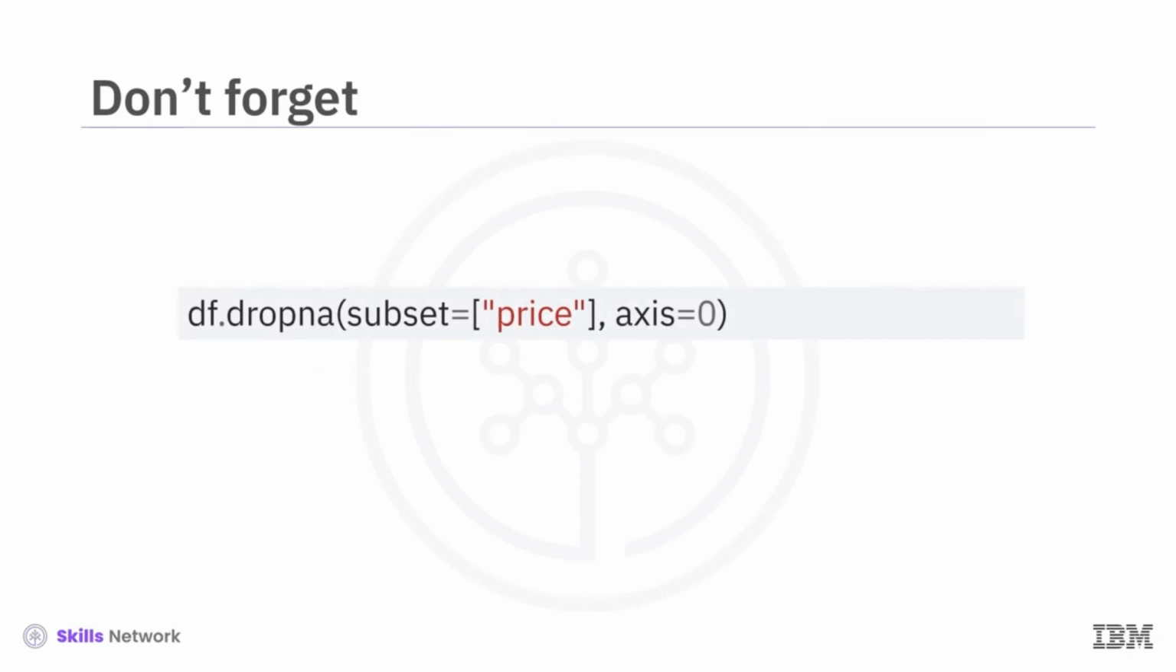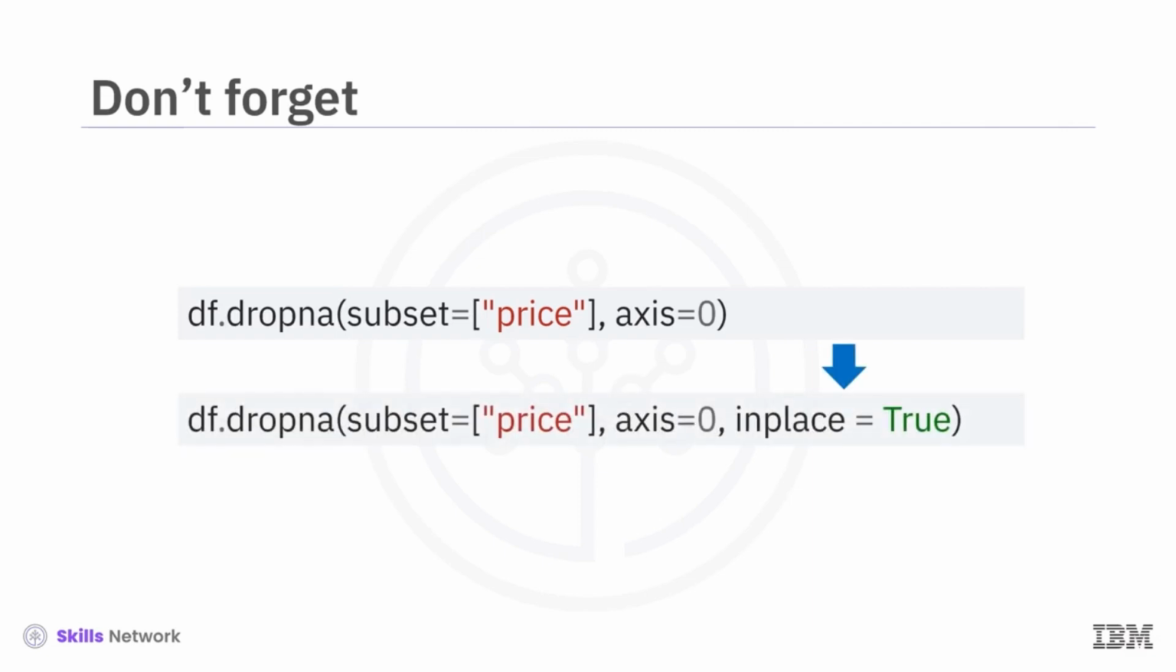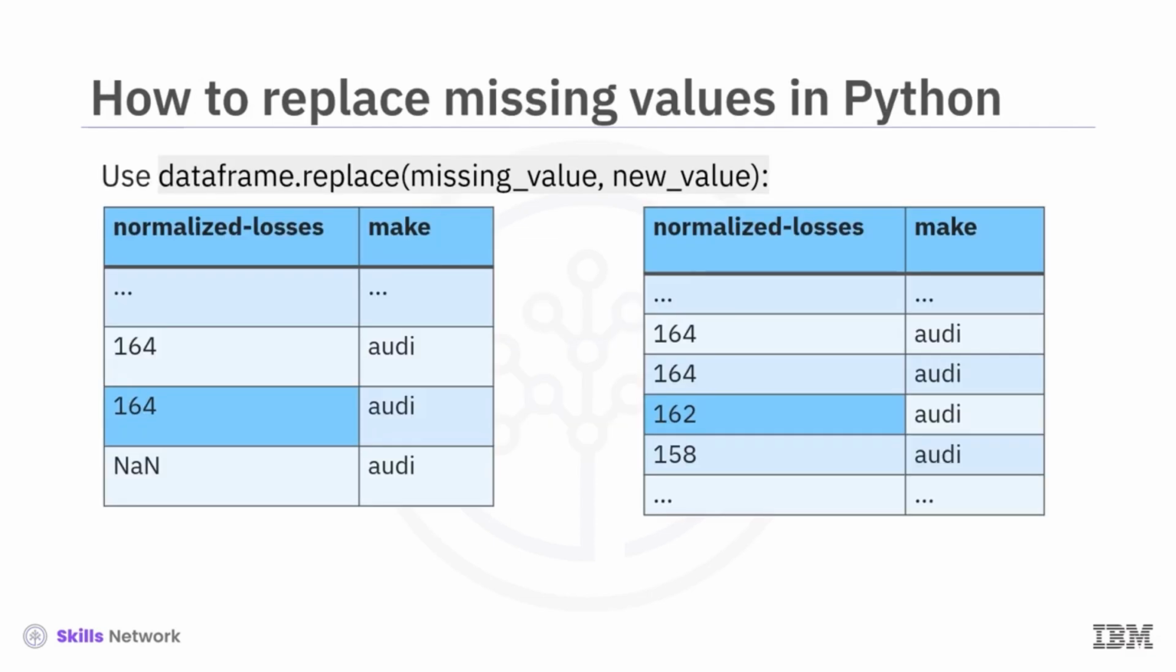Don't forget that this line of code does not change the data frame, but is a good way to make sure that you are performing the correct operation. To modify the data frame, you have to set the parameter inplace equal to true. You should always check the documentation if you are not familiar with a function or method. The Pandas webpage has lots of useful resources. To replace missing values like NaNs with actual values, Pandas library has a built-in method called replace, which can be used to fill in the missing values with the newly calculated values.